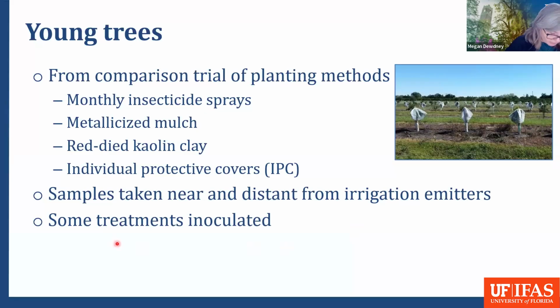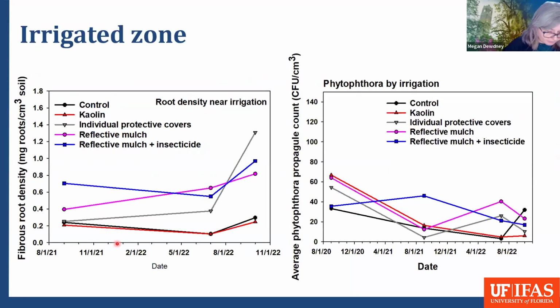And some of our treatments we did inoculate with phytophthora. So here, looking at our results, we planted in March 2020. First data point here was in August 2021. Our fibrous root density, which was the milligrams of roots per centimeter cubed of soil, and then we looked over time, looking at our different treatments here.